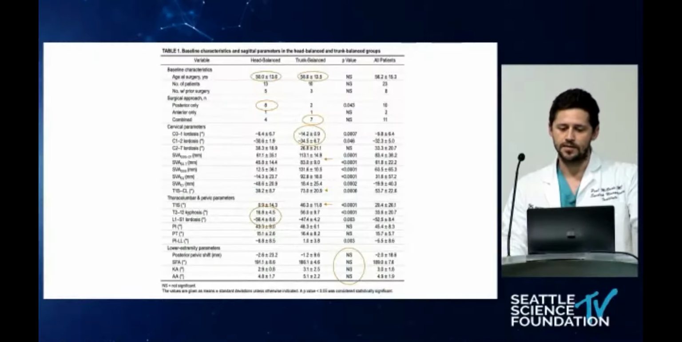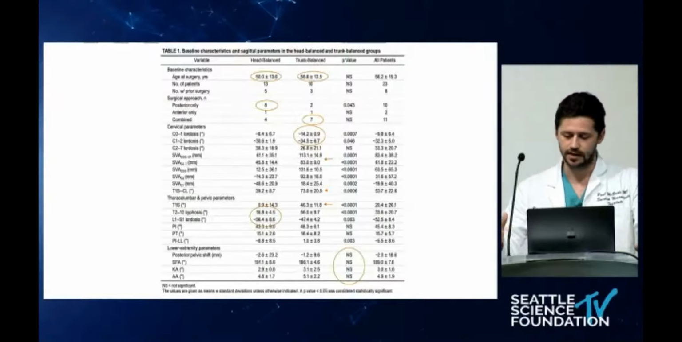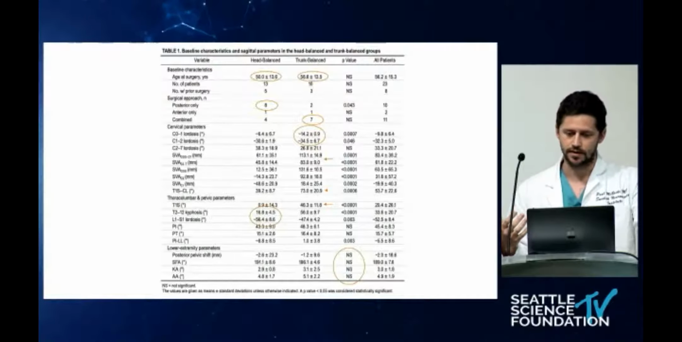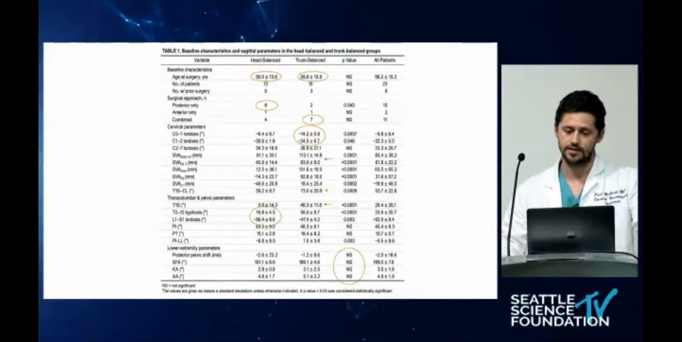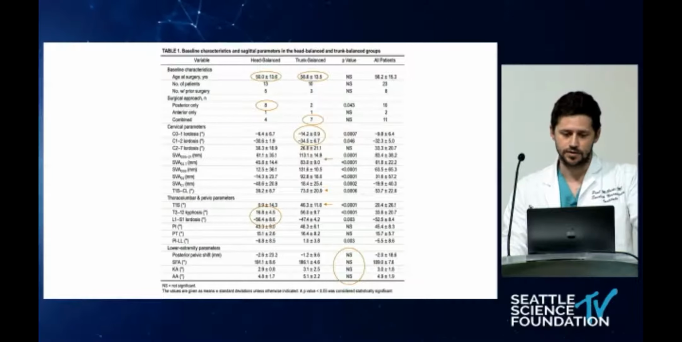The head balanced people had a higher proportion of posterior only surgery. And this may be because just less of a translation of the head is needed. And so maybe the surgeon thought that they could get away with just a posterior approach, as opposed to the trunk balanced folks that had a higher proportion of a combined approach for surgery.